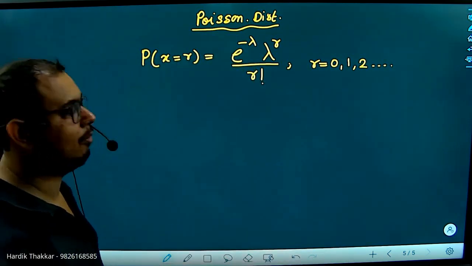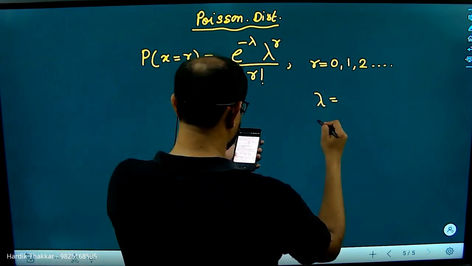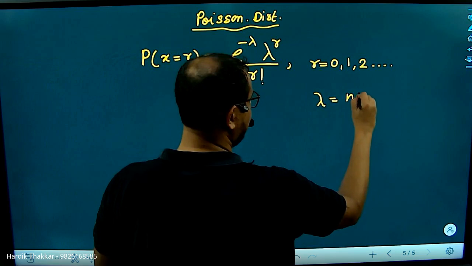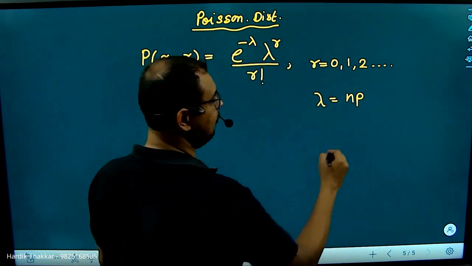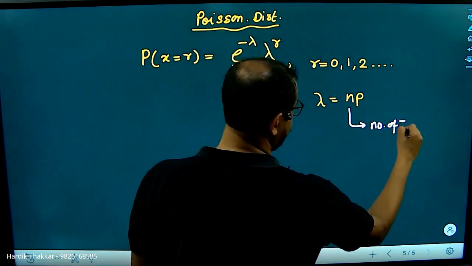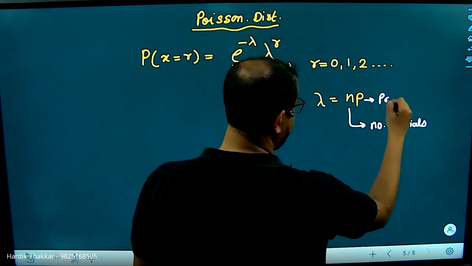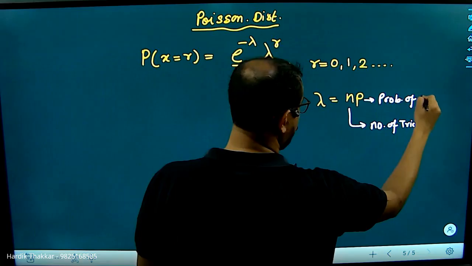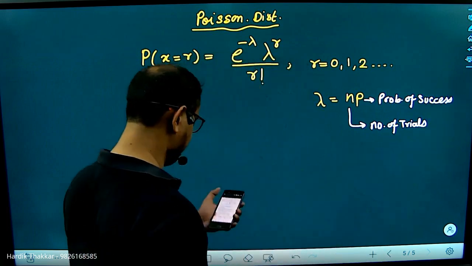Okay, now what is lambda? So lambda is equal to n into p. Here n is the number of trials and p is the probability of success in one trial. So basically, it is the mean only.